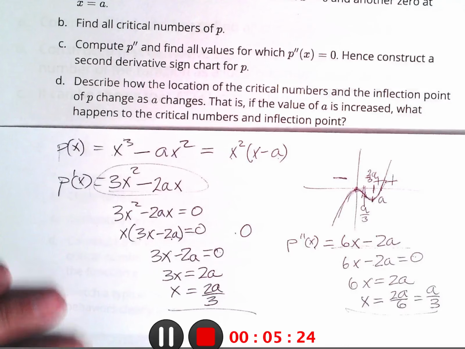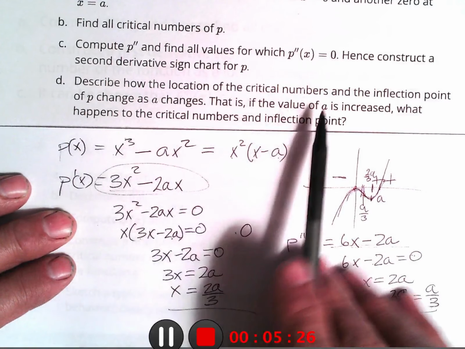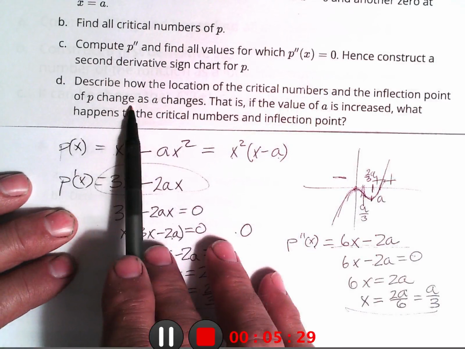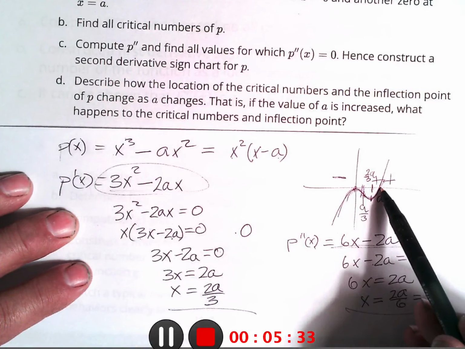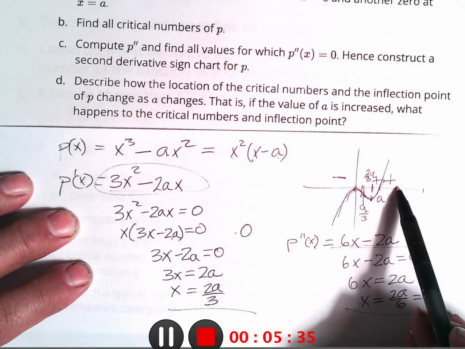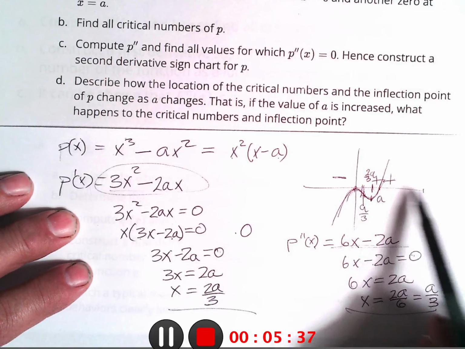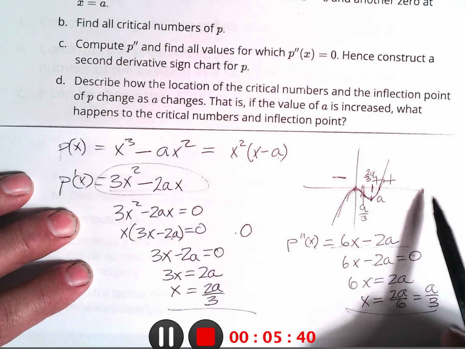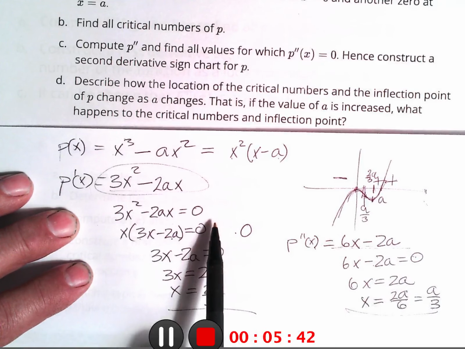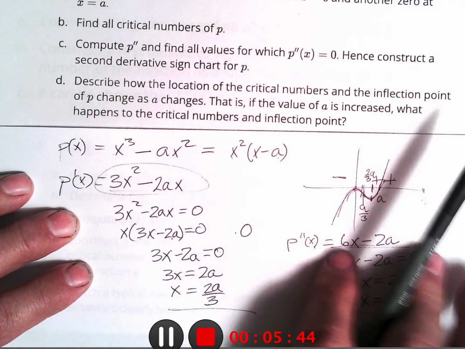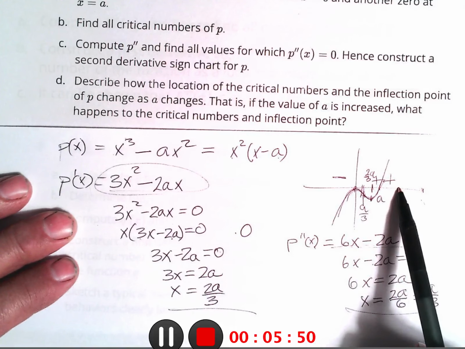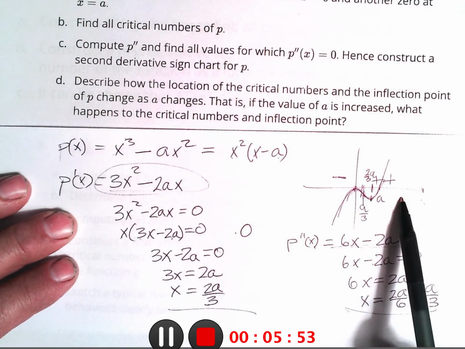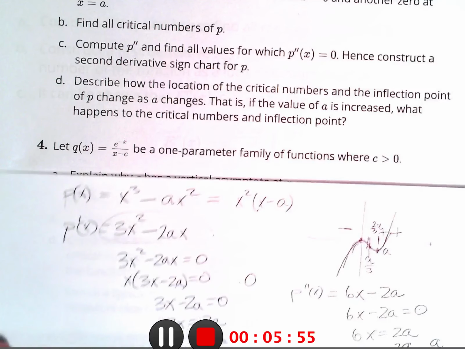Describe how the location of the critical numbers and the inflection point of p change as a changes. Well, if we make a bigger, it would still be at 1/3 and 2/3 of a, and a would be the 0. So they all move out wherever a is. 1/3 of the way and 2/3 of the way are the inflection point and the minimum. Okay, so that's 3.